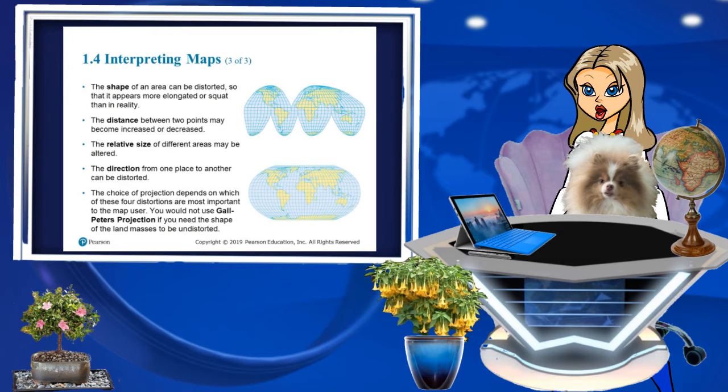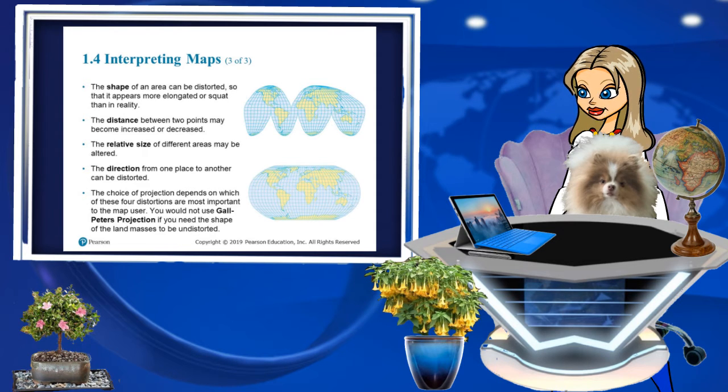Here are the distortions. The shape of an area can be distorted so that it appears more elongated or squat than in reality. Or the distance between 2 points may become increased or decreased. The relative size of different areas may be altered. The direction from one place to another can be distorted. The choice of projection depends upon which of these 4 distortions are most important to the map user.